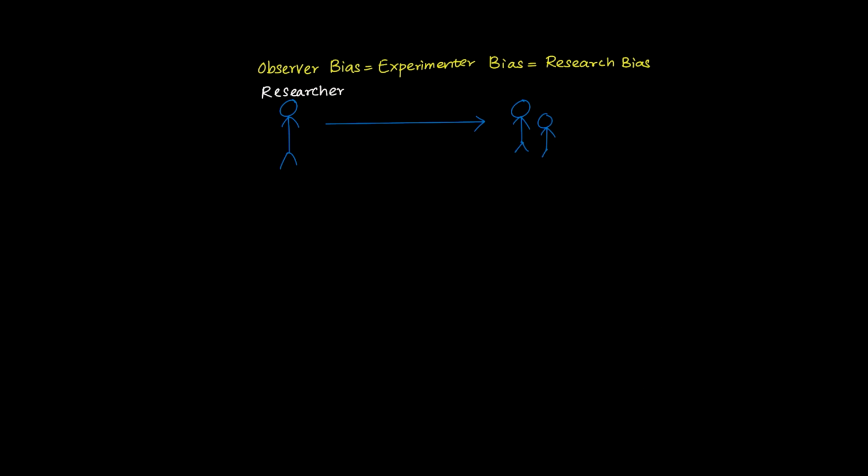Observer bias, experimenter bias, and research bias all refer to the same thing. The person conducting the study influences the results just by being there or by how they collect data. You might remember the memory tip from your study notes. The observer is also the experimenter and the researcher, never the spectator.